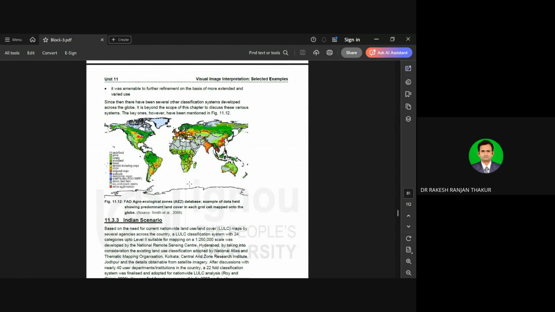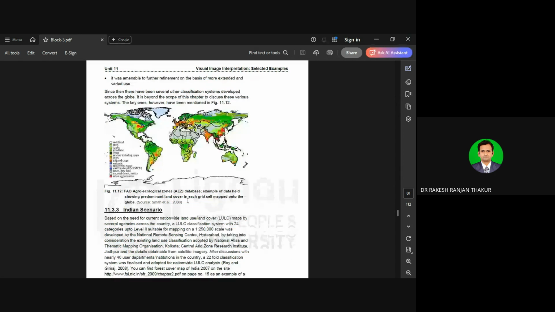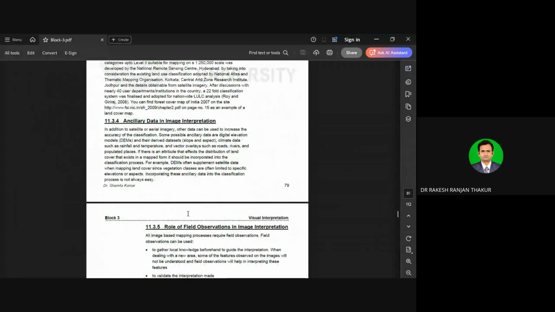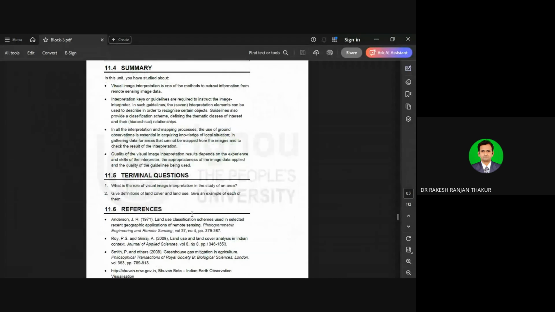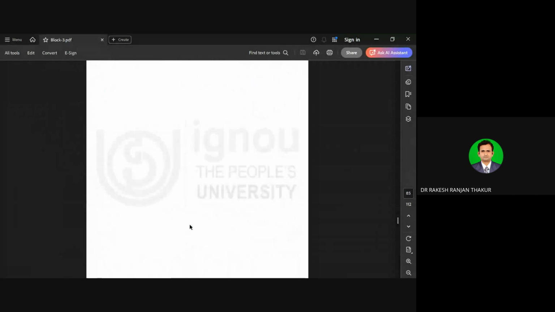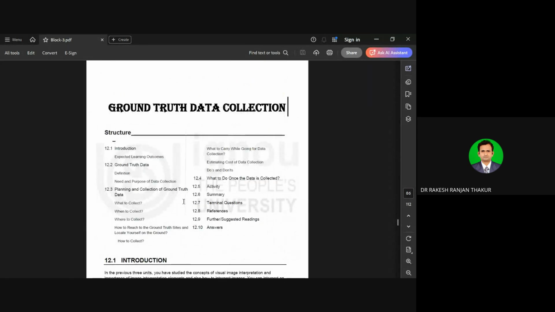Here they have given an agroecological zones (AEZ) database for the total world, right? That can also be possible. If we have the data, we can visualize the total world. Then in the Indian scenario, if they have some data, I don't know. Now it's about some ground truth collection.